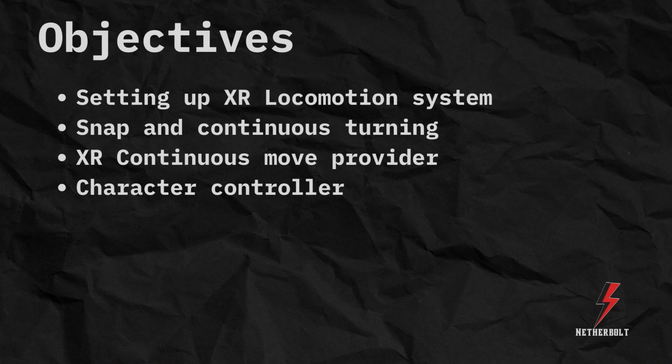For this chapter, we will be setting up the XR locomotion system and adding the snap and continuous or smooth turning, the XR continuous move provider, and the character controller that will handle the collision of our player.